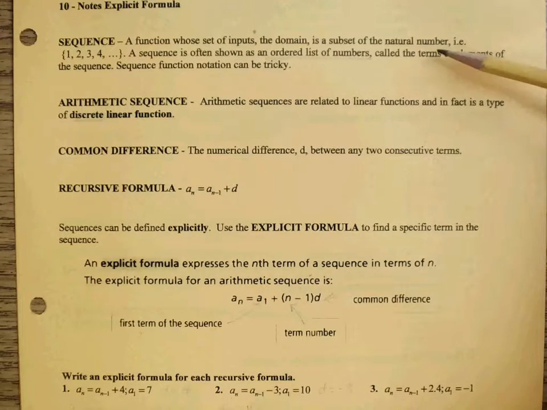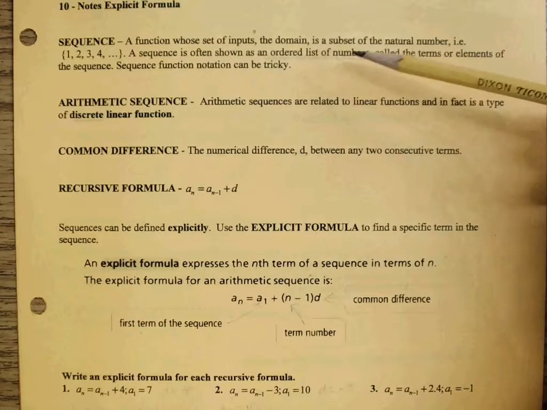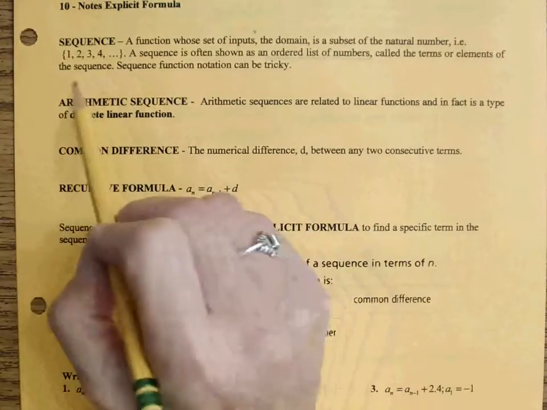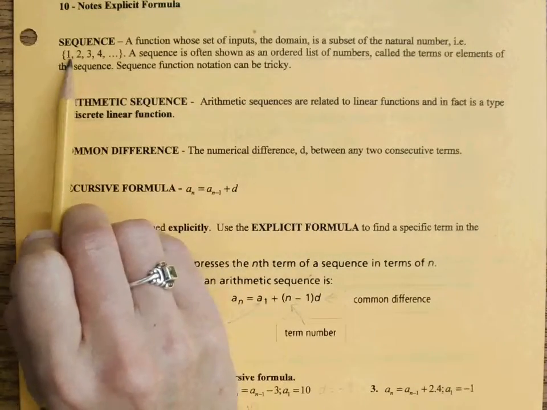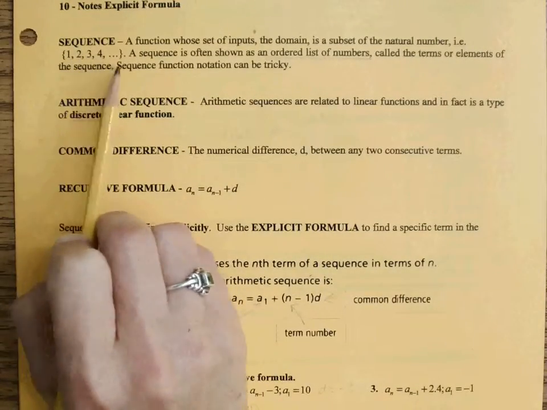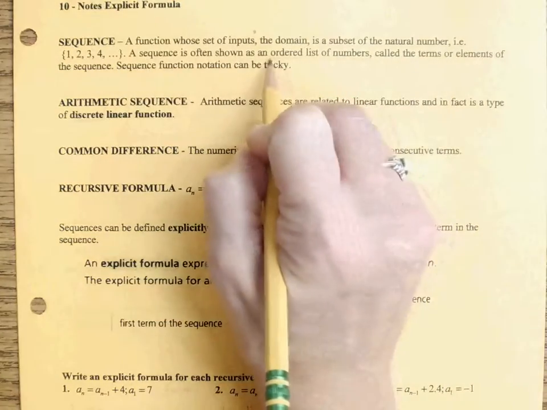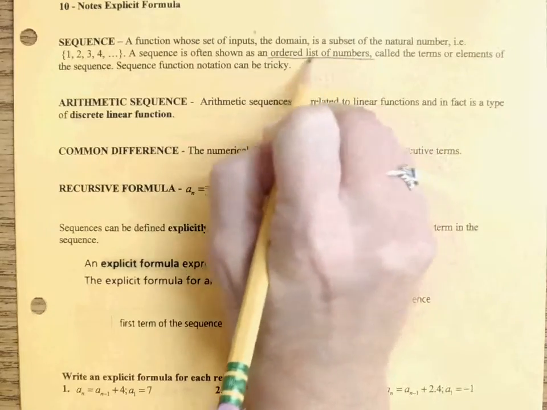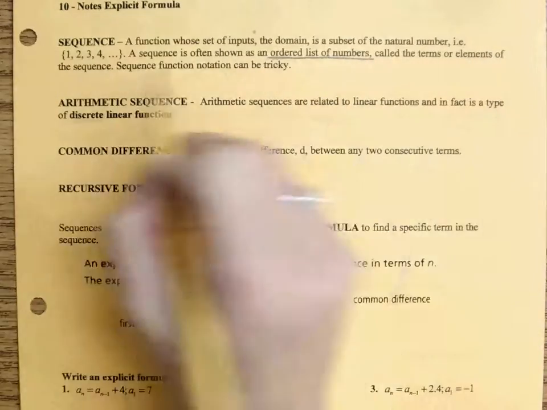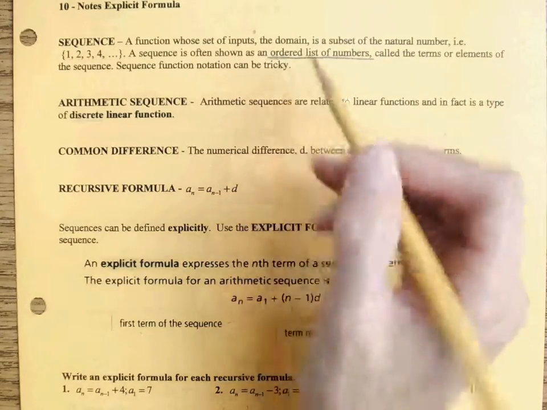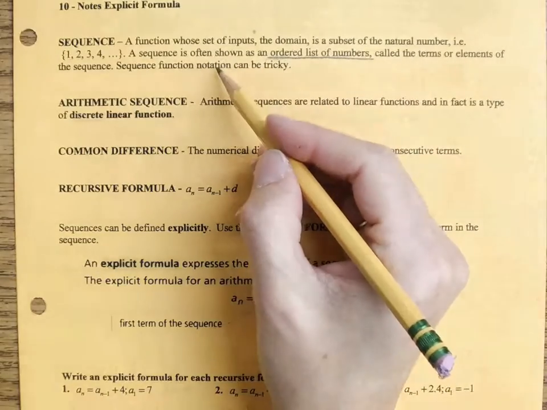So just real quick, the general definition of a sequence. It's a function whose set of inputs, the domain, is a subset of the natural numbers 1, 2, 3, 4. What they're talking about is the first term, second term, third term, fourth term, etc. A sequence is often shown as an ordered list of numbers, called the terms or elements of the sequence. Sequence function notation can be tricky, and you'll see that today.